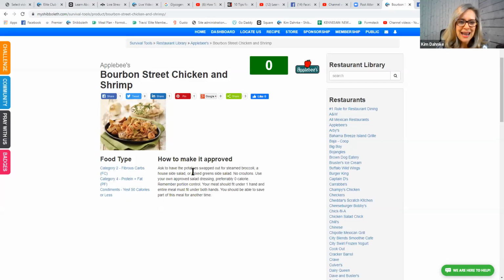You need to ask to have the potatoes swapped out for steamed broccoli, a house salad, or mixed greens side salad. No croutons. Use your own approved salad dressing, preferably 0 calorie. Remember portion control. Your meat should fit under one hand. An entire meal must fit under both hands. You should be able to save part of this meal for another time. So this right here tells you exactly how to order it and what to do.